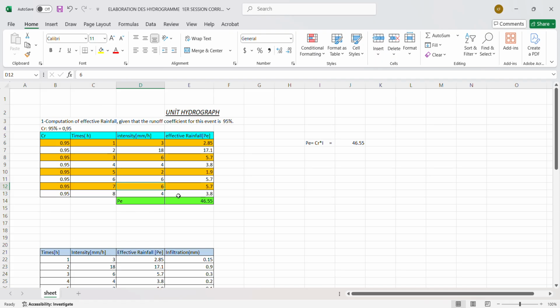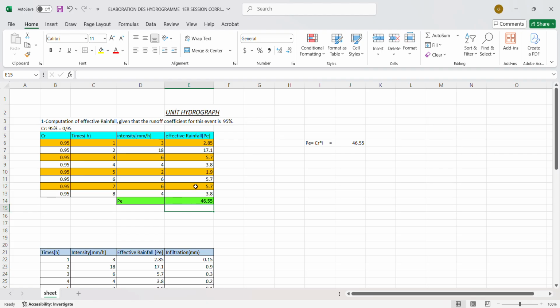After I've done this, I will find the total effective rainfall. The total effective rainfall is equal to the sum of the first effective rainfall, the second, the third, and so on afterward. The sum of that gives the value of 46.55.